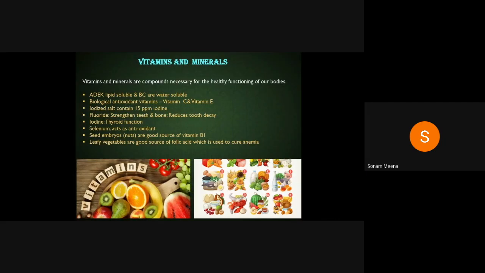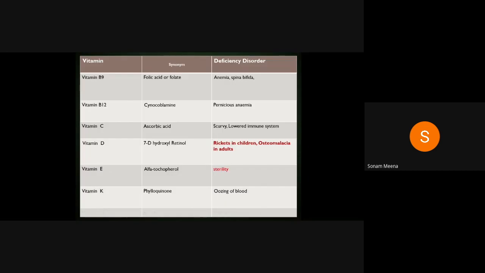And this vitamin D deficiency disorder is rickets in children, and also osteomalacia in adults. Osteomalacia in adults means softening of the bones in adults, and vitamin E deficiency leads to sterility. These things are asked so many times.